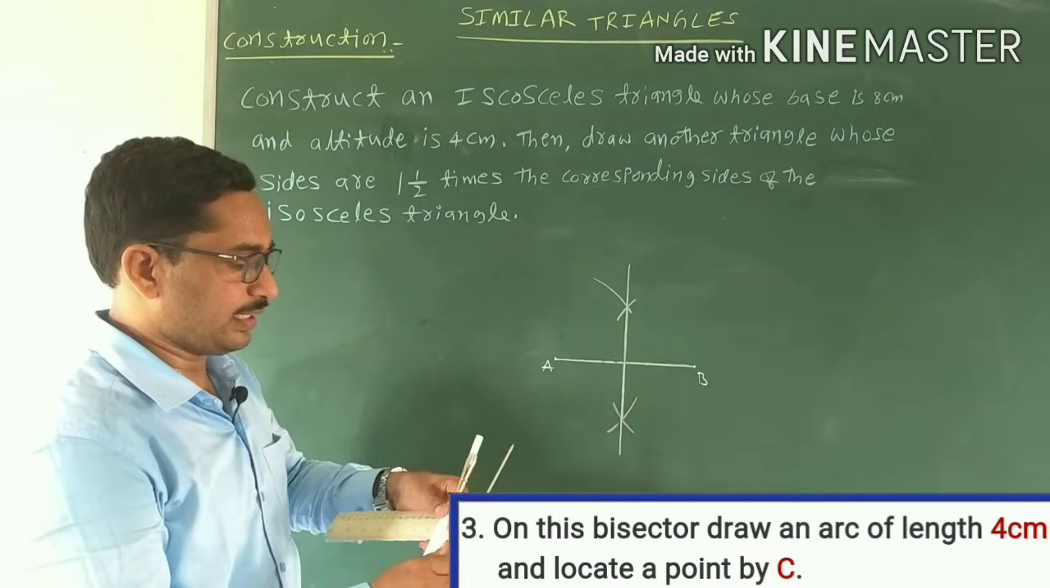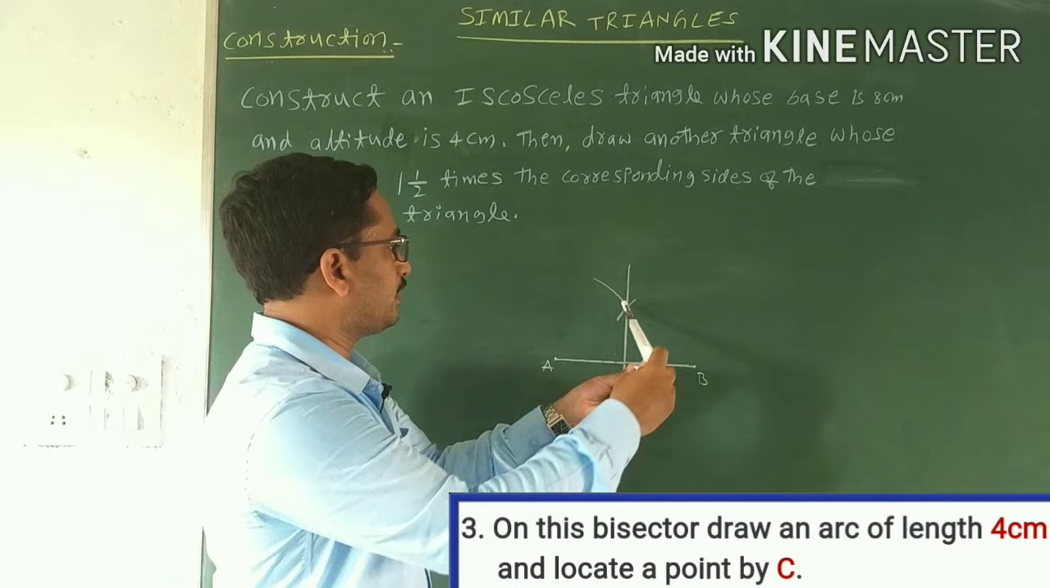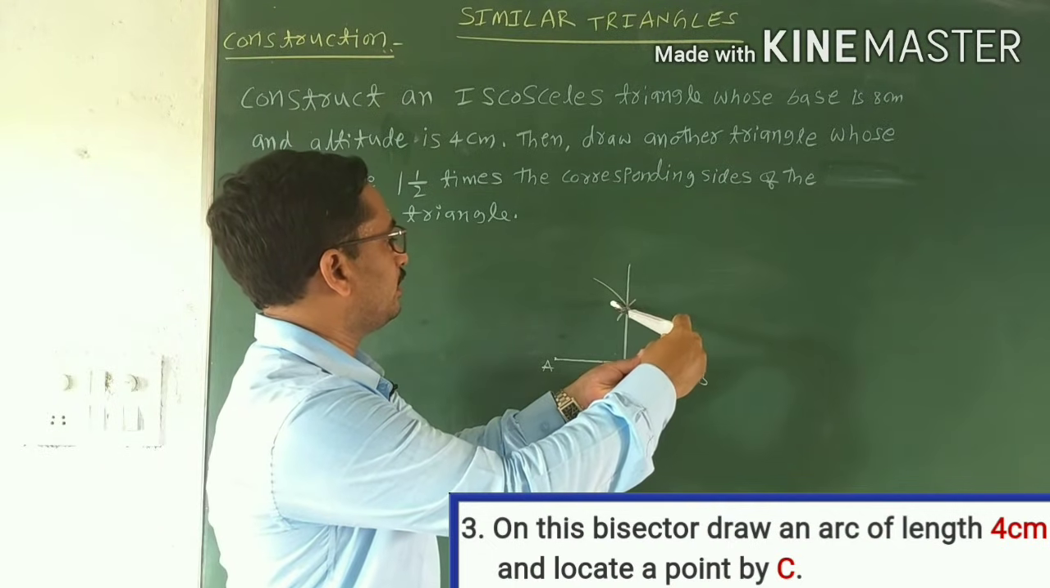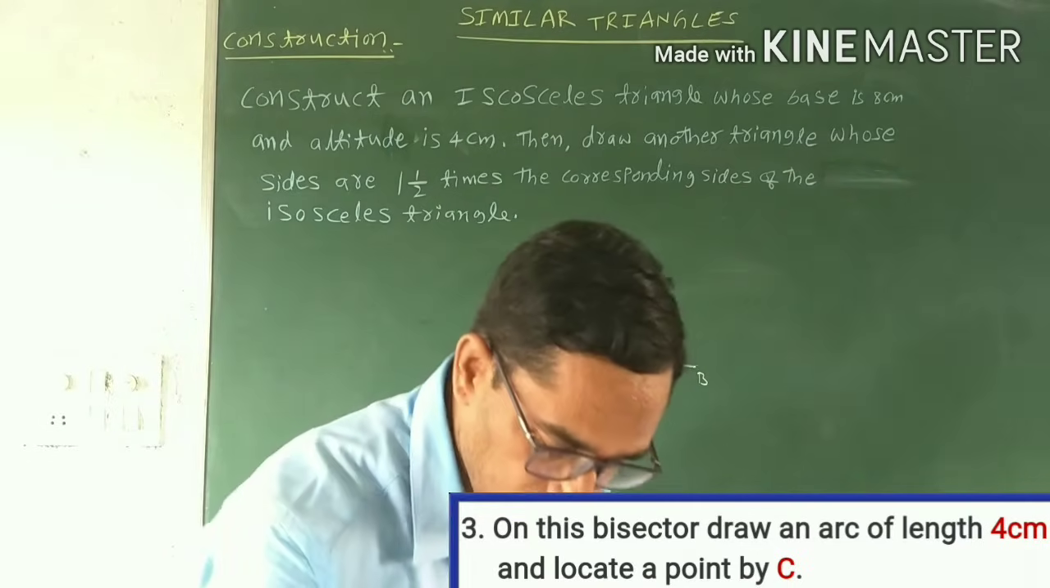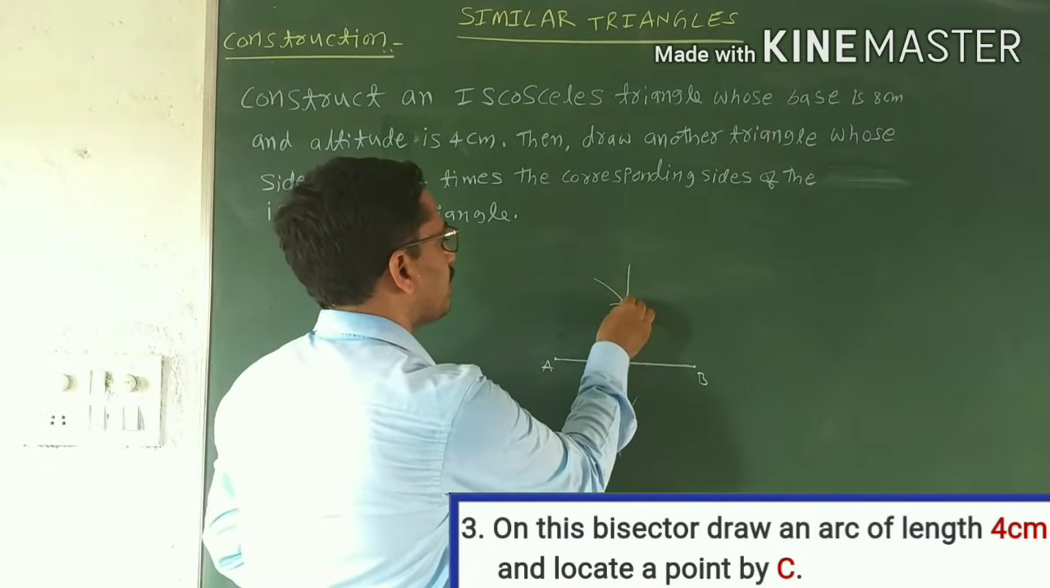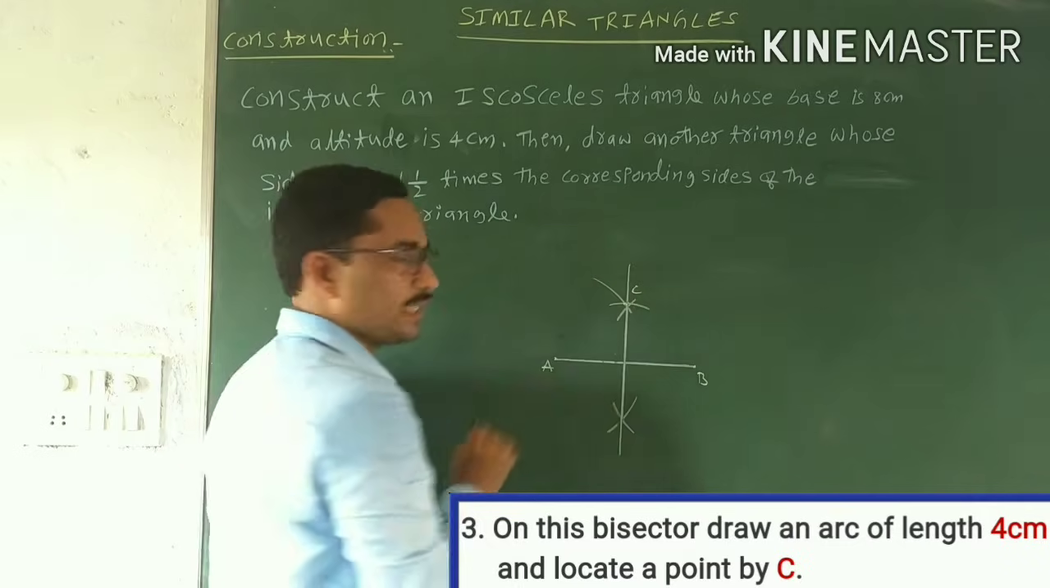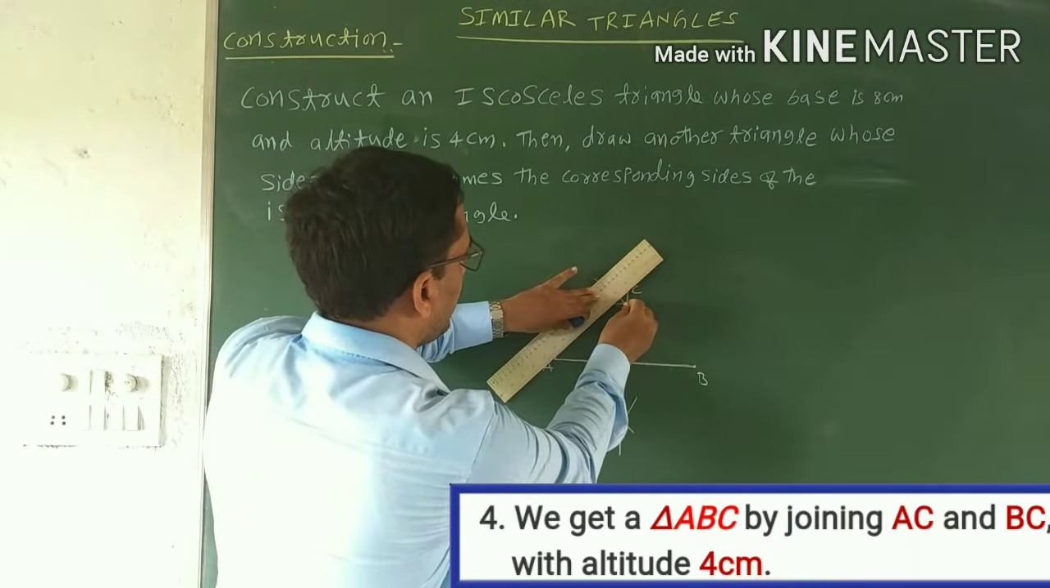Now we have to locate the altitude for this triangle. By taking the length of the arc 4 centimeters, with this as the center, draw an arc which cuts here, and locate this point as C. Now join A and C.